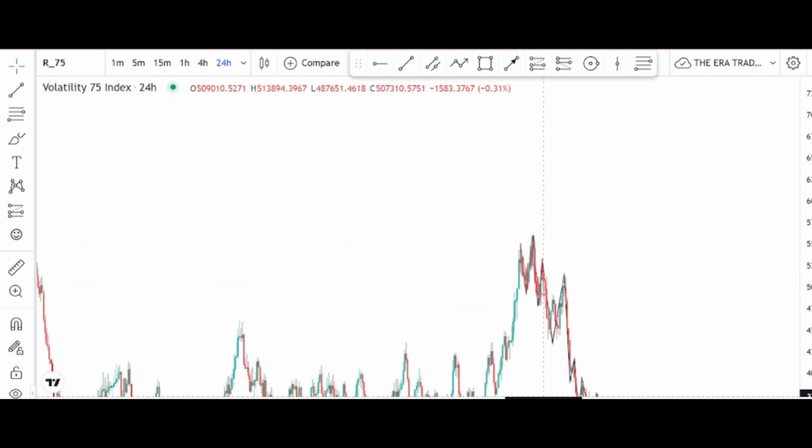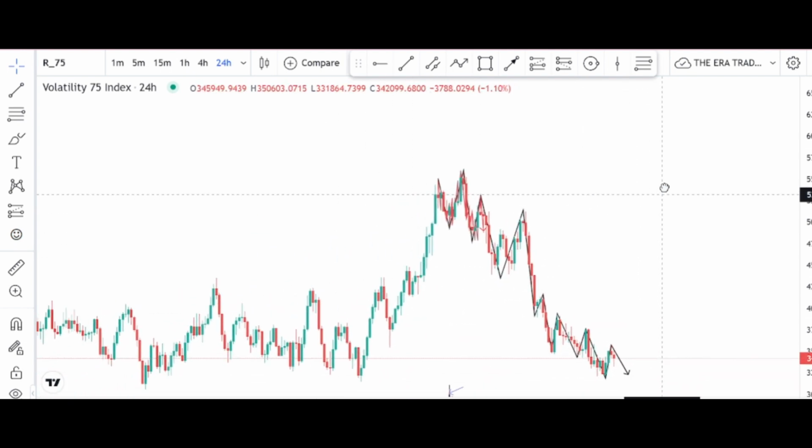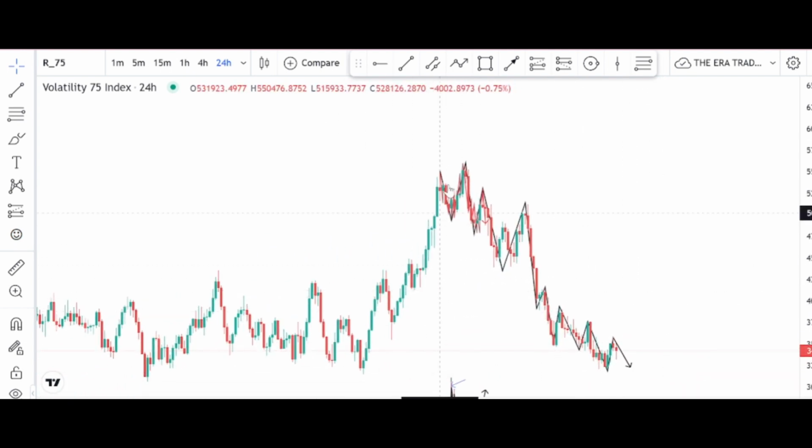So for example, we saw the market moving bullish, then turned bearish at this point. The structures are already marked out, or maybe I should just mark them again.